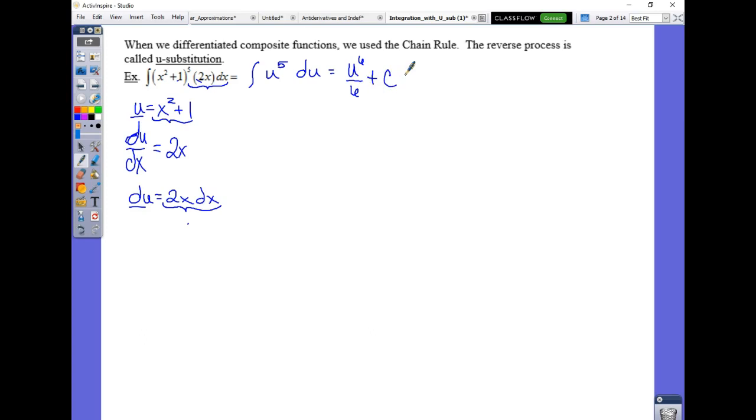Now the problem started out in terms of x. We should probably finish it in terms of x. So I can replace the u, and we can call this 1/6 times x squared plus 1 to the 6th, plus c.